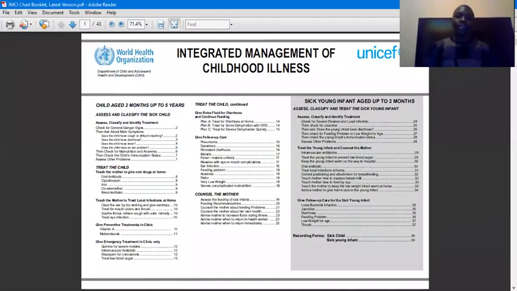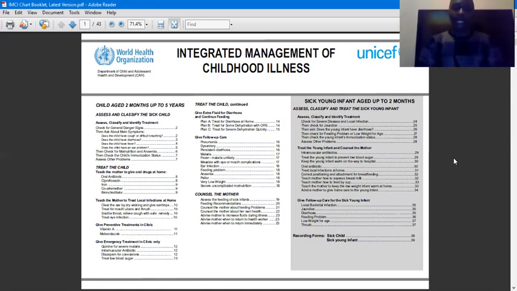Okay, so today in pediatrics, I'm going to talk about integrated management of childhood illness, IMCI. You might have heard of IMCI before, and when it comes to IMCI, integrated management of childhood illness, this is a tool which you can use to manage a condition at a clinic level.